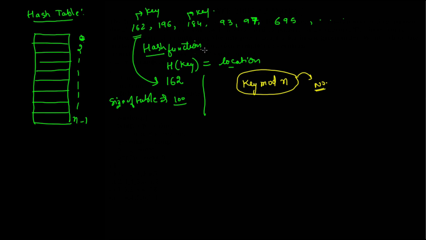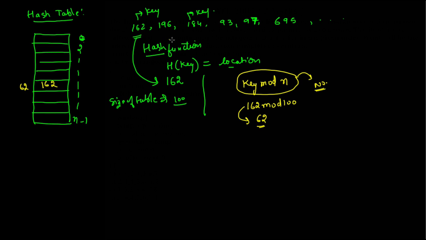For example, here we are having the key as 162. The value of n is 100, so we can say that 162 mod 100 is going to give us some number. So what is the number which it is going to give? The number is 62, right? So we are going to store this 162 number into the location which is 62. So let us assume this is the location 62, therefore we are going to store 162 here, okay?